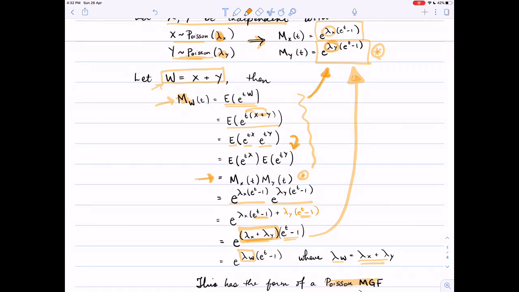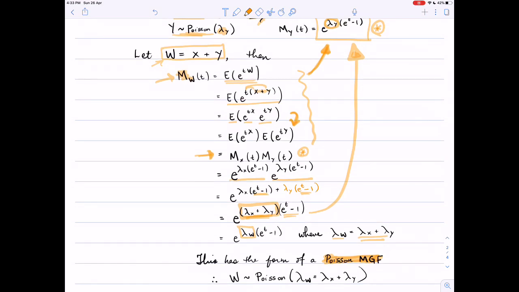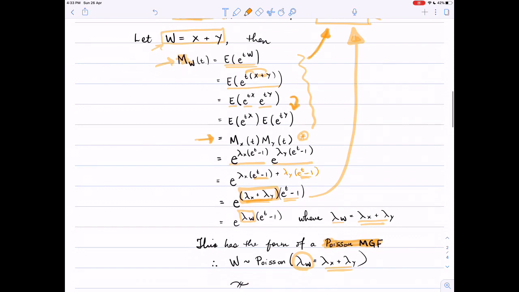And so the only way that a variable can have a Poisson moment generating function is if it has a Poisson distribution. So w must have a Poisson distribution, and its lambda, its parameter, must be the sum of the other two parameters. That is the method of moments.